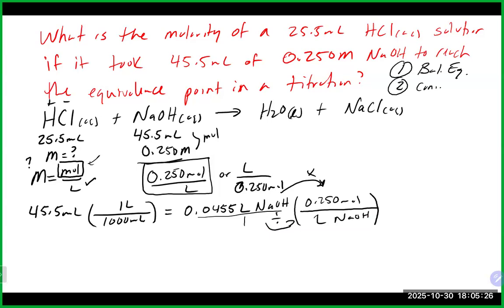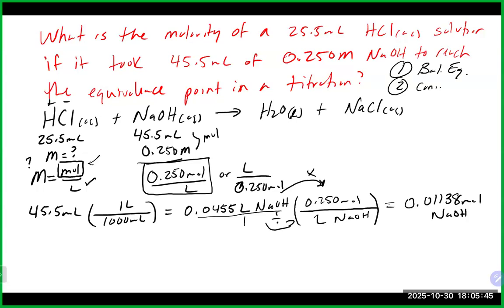0.0455 times 0.250. That is going to give me 0.01138 moles of sodium hydroxide. Any questions on that so far?